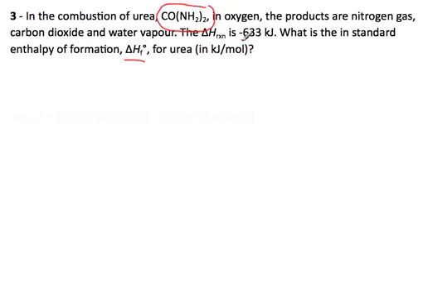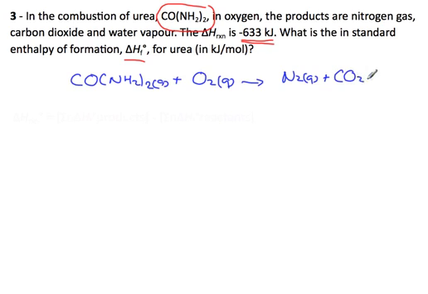So in the combustion of urea, CO(NH2)2, and that's actually a solid under standard conditions, plus oxygen, it is a combustion reaction, yields, and it tells us what our products are. Nitrogen gas, that's N2, plus carbon dioxide, that's CO2, and that's a gas, plus water vapor, H2O gas. All right, so there's our equation. We have to balance it.